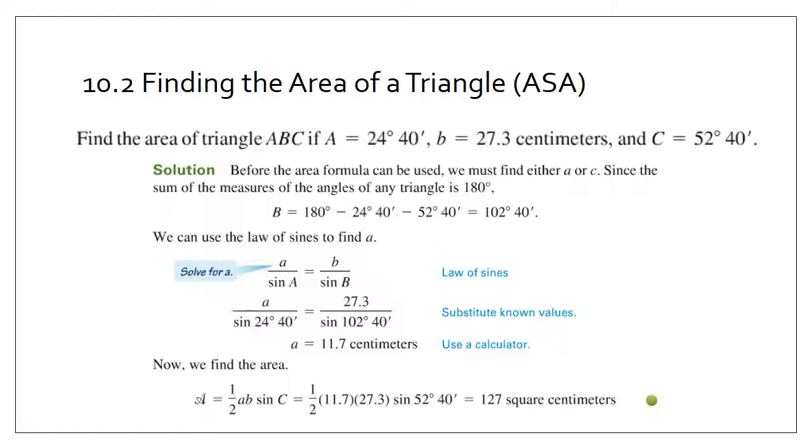Okay, so the first thing we need to do is find either side A or C. We know what angle B is. We can figure that out pretty easily. And then we can use the law of sines to find A. So we get that A is 11.7 centimeters. Once we know that, we can use the second formula that involves sines in order to find the area, which is 127 square centimeters.